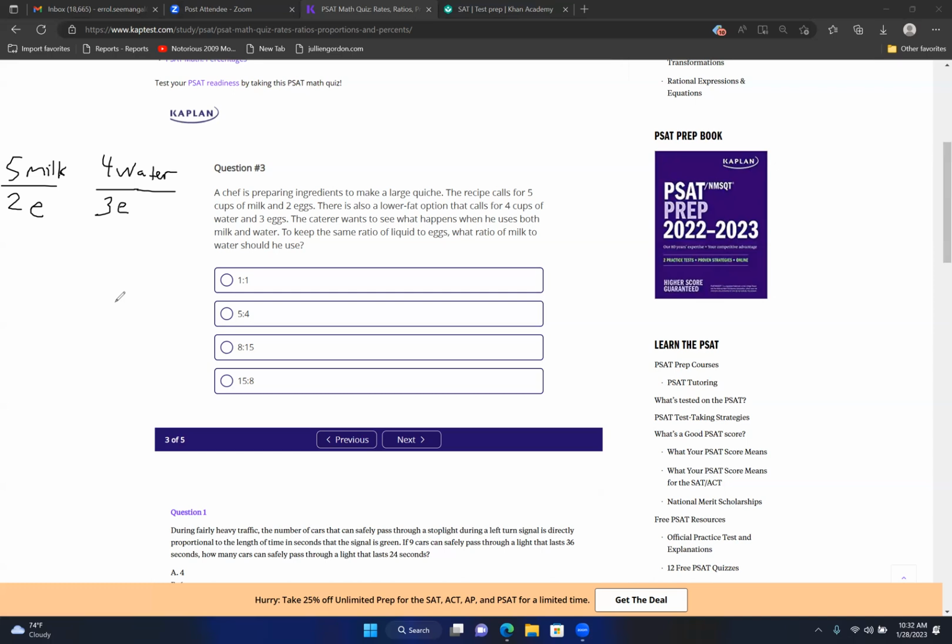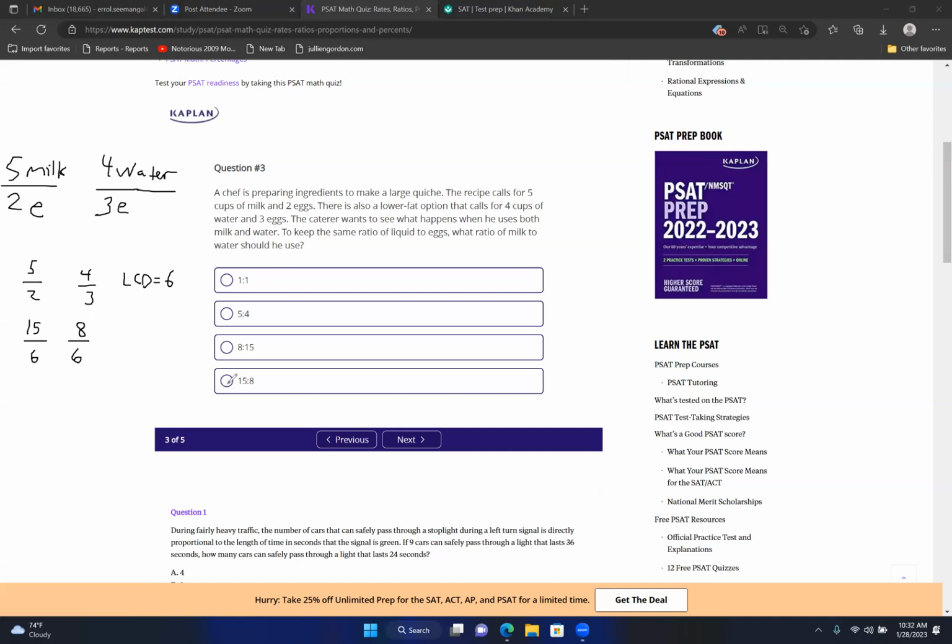Okay, so we see our two fractions, right? 5/2 and 4/3. What now? These are different denominators, right? So we want the LCD, lowest common denominator. What's the LCD in that case? 6. Yep. So what's this fraction over 6? And what's this fraction over 6? 15 over 6, and then 8 over 6. Yes.